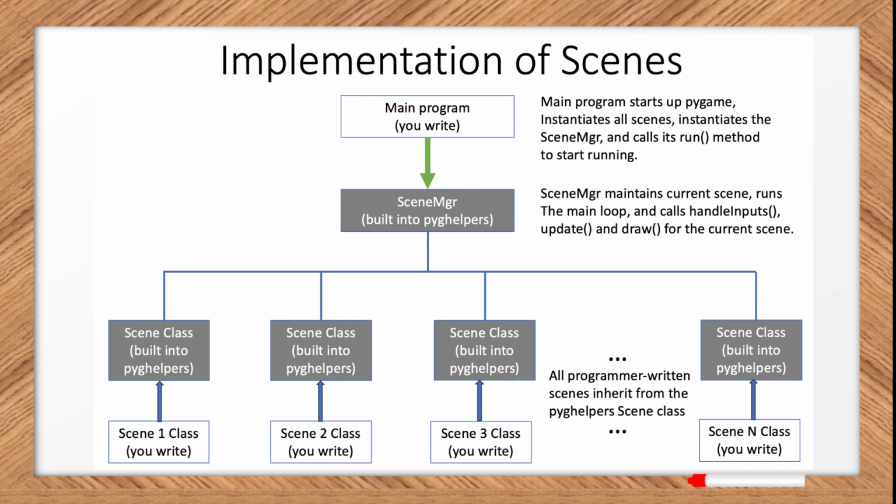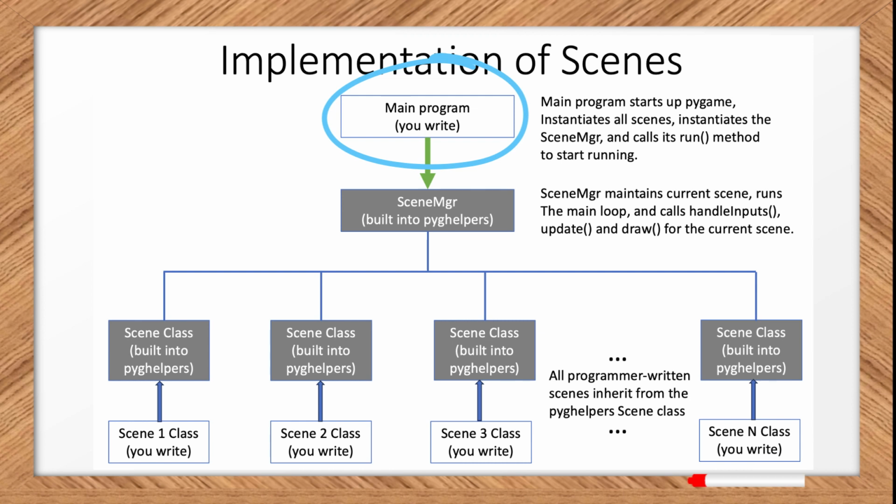Now, here's a diagram showing the different pieces that make up the demo program. The white boxes represent the pieces that you write, the ones that make your program unique. You have to write a small main program and each of the scenes that you want to have. The black boxes with the white text are the ones that I have written and I'm providing for free through the pyghelpers package. The main program is small.